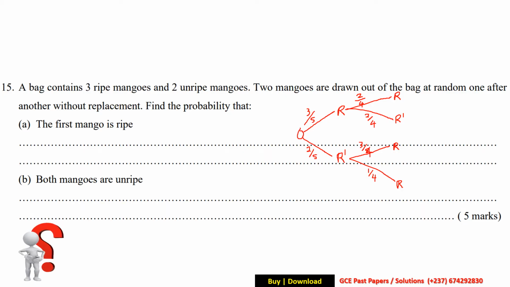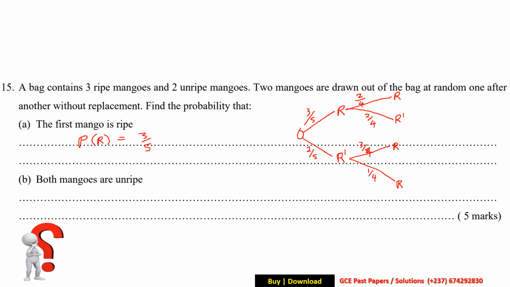So what's the probability that the first mango is ripe? Now, for the first mango to be ripe, this is what it means. Either the first mango is ripe and the second is not ripe, or ripe, whatever. So the probability that the first mango is ripe will just be the probability of ripe. And what would this be equal to? This will be 3 on 5. So the probability that the first mango is ripe is 3 on 5.